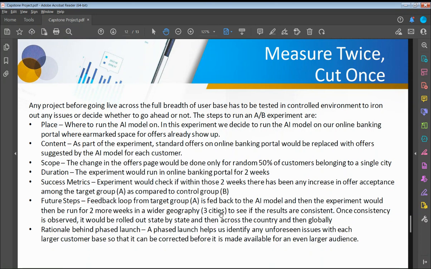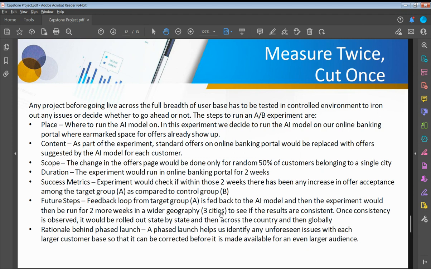Instead of the current version, which is a customer segment version, there is a very standard set of offers that shows up, and sometimes it is generic for everyone. It doesn't matter what the age group or the location is, it just shows for everyone. So instead of showing those generic offers, they will be replaced by AI suggested offers based on the individual customer's preference.